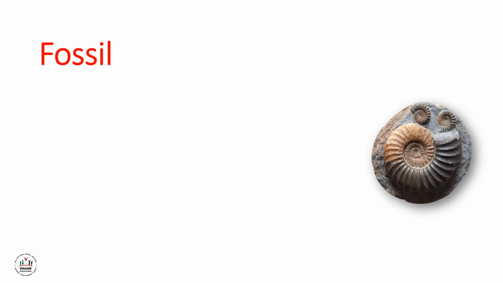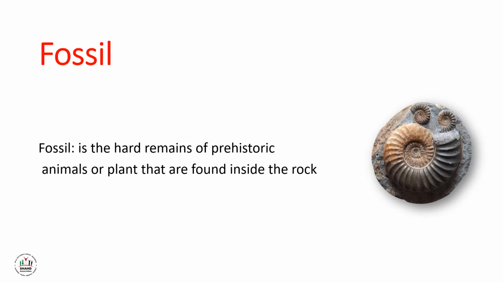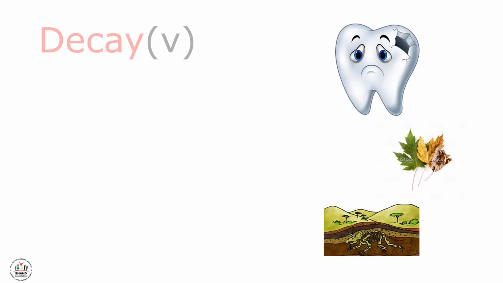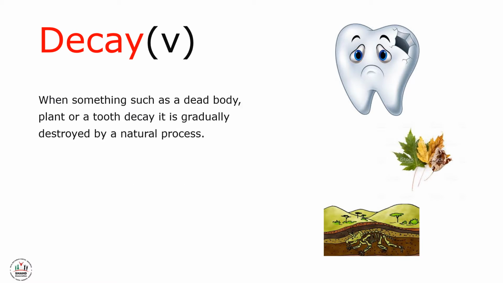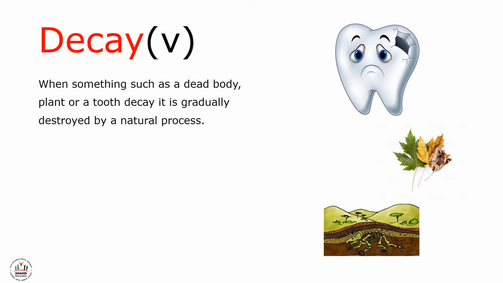What do we mean by fossil? Fossil is the hard remains of prehistoric animals or plants that are found inside the rock. What do we mean by decay? When something such as a dead body, plant, or a tooth decay, it is gradually destroyed by a natural process. The ground was scattered with decaying leaves.